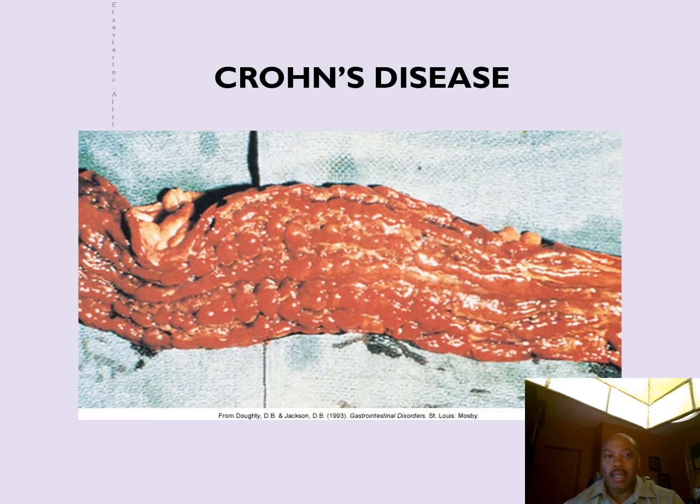Here, I want you to look at Crohn's disease. This is what the small intestine looks like. Note the cobblestone appearance of the intestine. Crohn's disease is a chronic inflammatory disease of the small intestines more so, but as I mentioned, it can affect the large colon. It can affect the GI tract from the mouth to the anus, but mostly affects the terminal ileum. It is a recurrent disease with remissions and exacerbations.